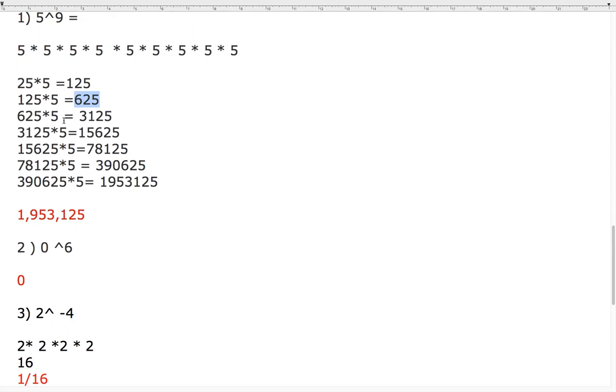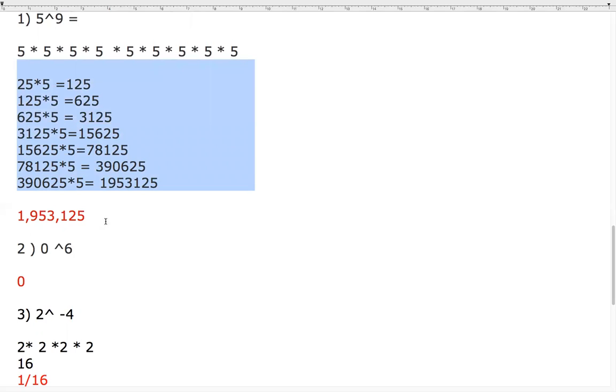So 25 into 5 gives 3125. 3125 into 5 gives 15,625. 15,625 into 5 gives 78,125. 78,125 into 5 gives 390,625. 390,625 into 5 gives you this answer. You got it? So this is the way I'm multiplying it 5 times, and I got the answer of 195,325.